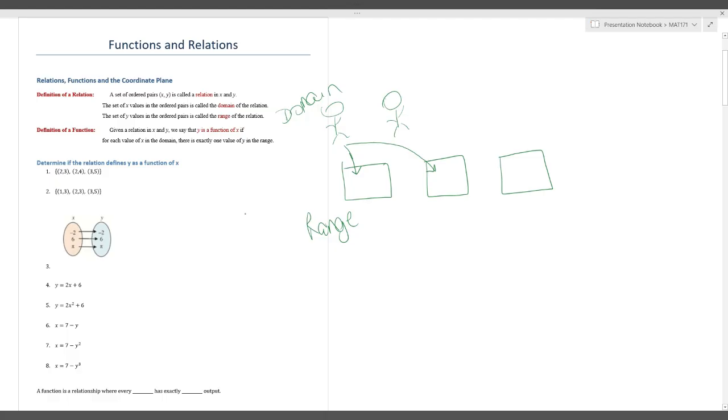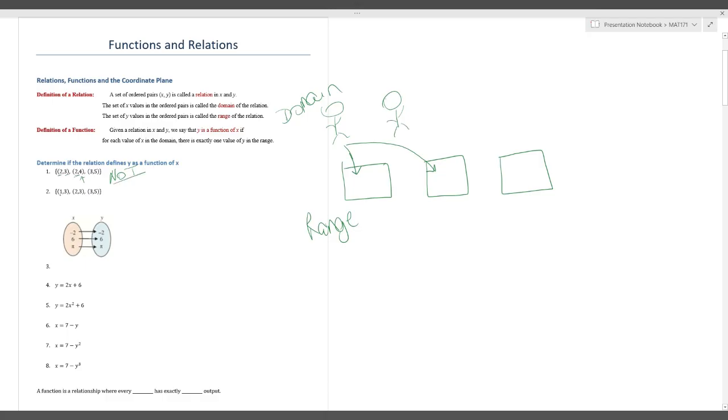So when we look at this when it comes to numbers, here we have a 2 and it's matched with a 3. But then we have that same 2 matched with a 4. Well, that doesn't work because the number 2, the value in the domain, cannot map to two different y values. So this is not a function.